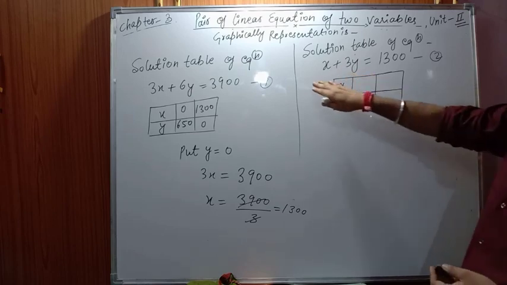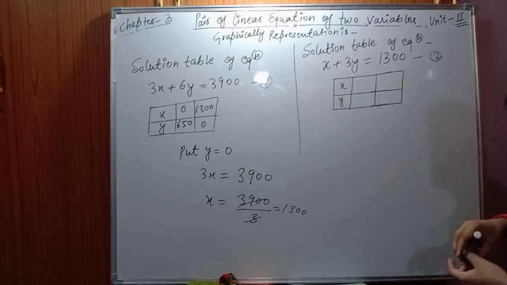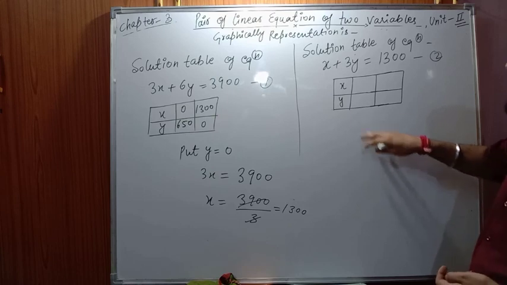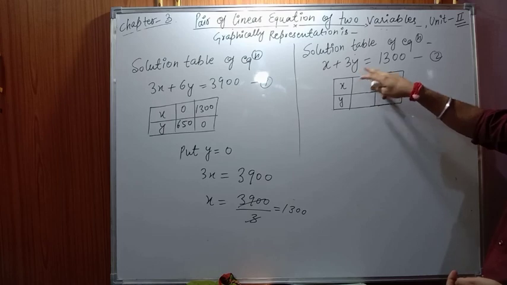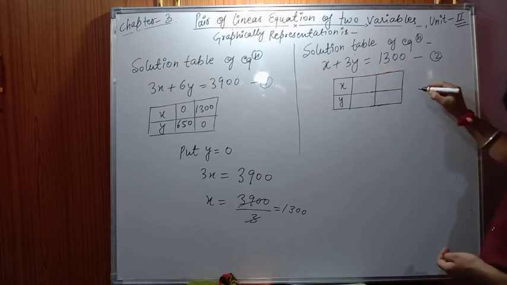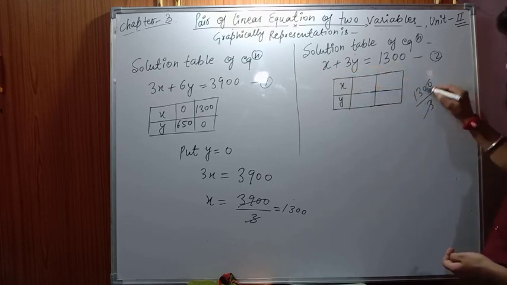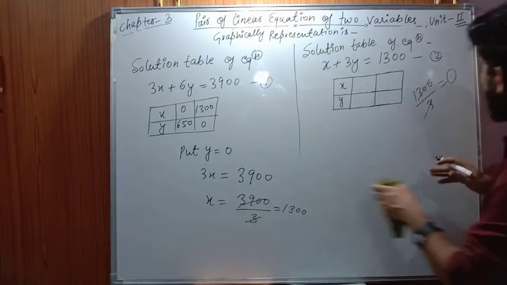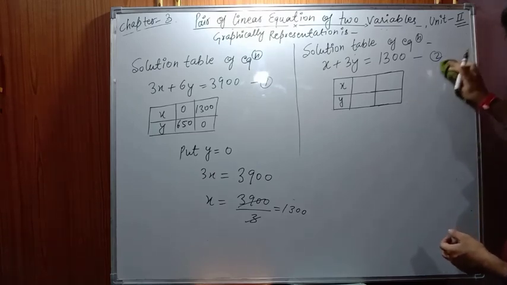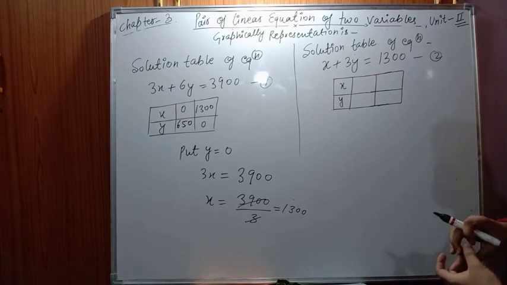Now we will form the second solution table for the equation x plus 3y equals 1300. We put the value of one variable, then we will get the value of the other variable. See, if I put x equals 0, then the value of y comes in terms of decimal: y equals 1300 upon 3. I do not want the value to come in decimal. I want the value in perfect form without decimal.